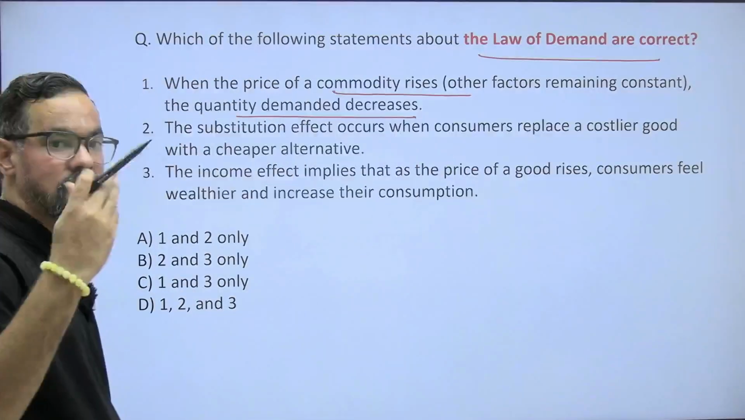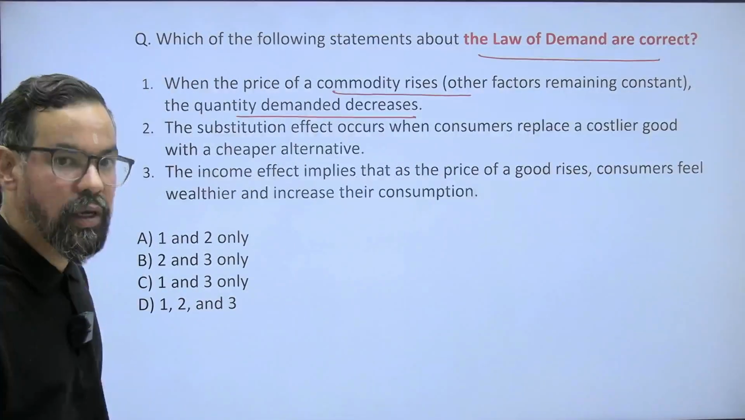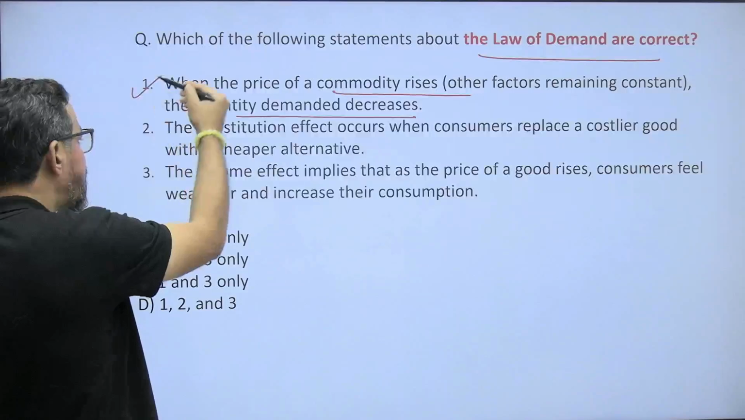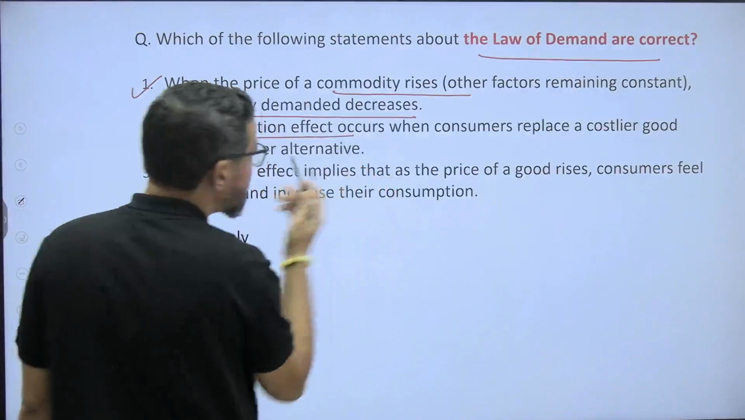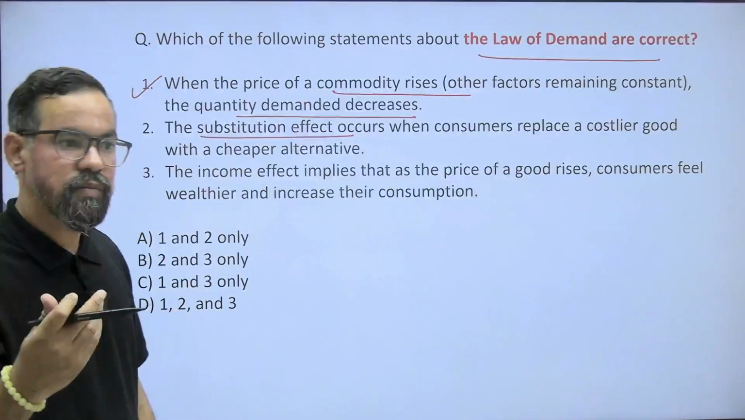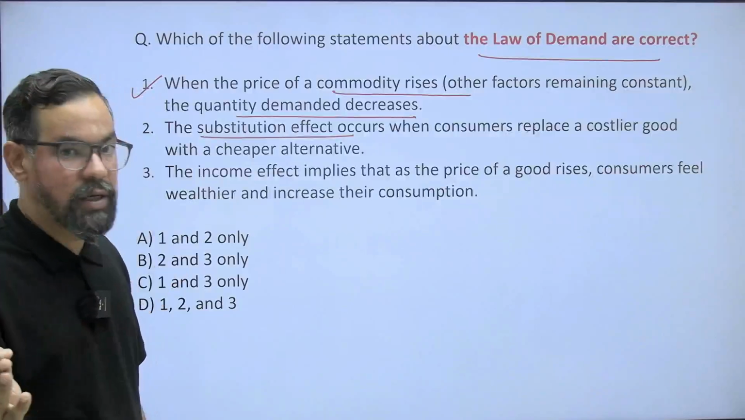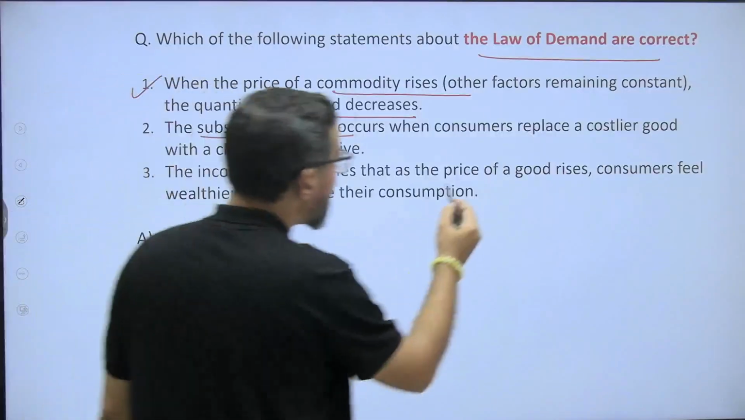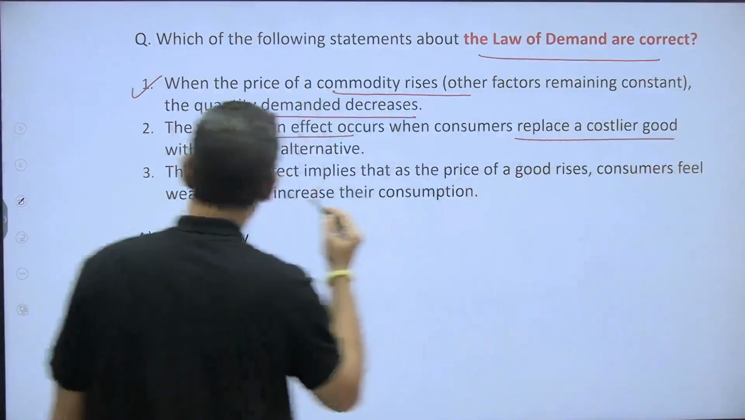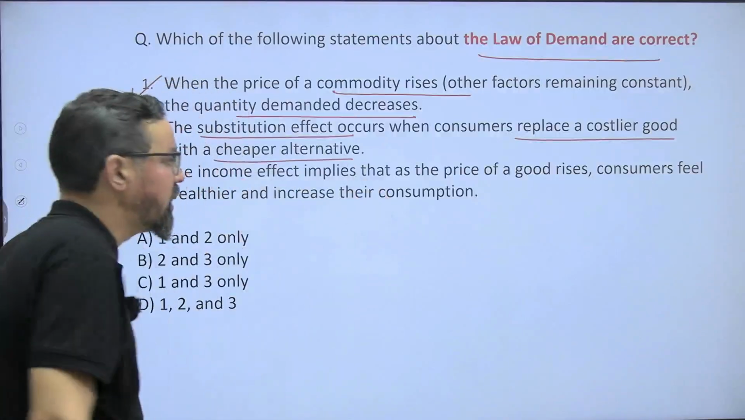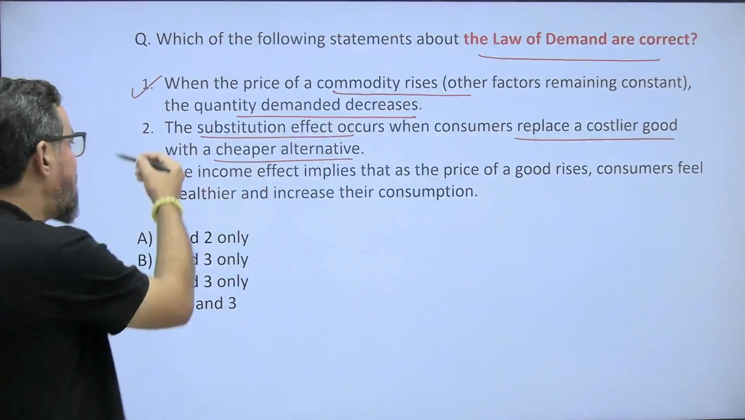So if prices increase, quantity demanded will decrease. Law of supply, 100% true. The substitution effect: substitute goods, like petrol and cars. So when consumers replace a costlier good with a cheaper alternative, like tea or coffee, it can be true.